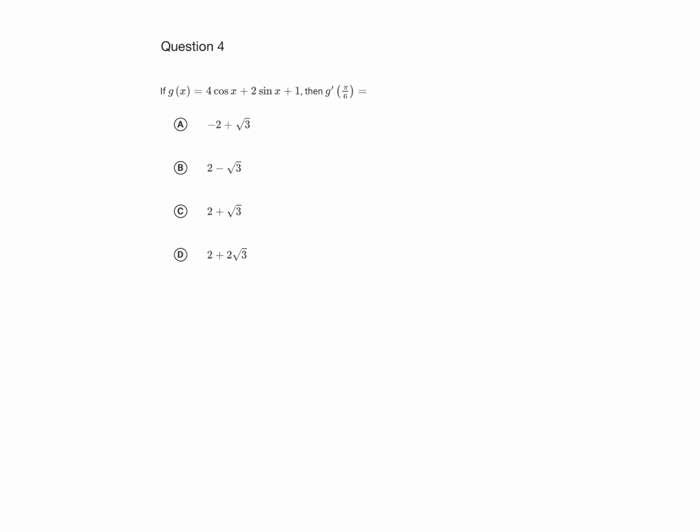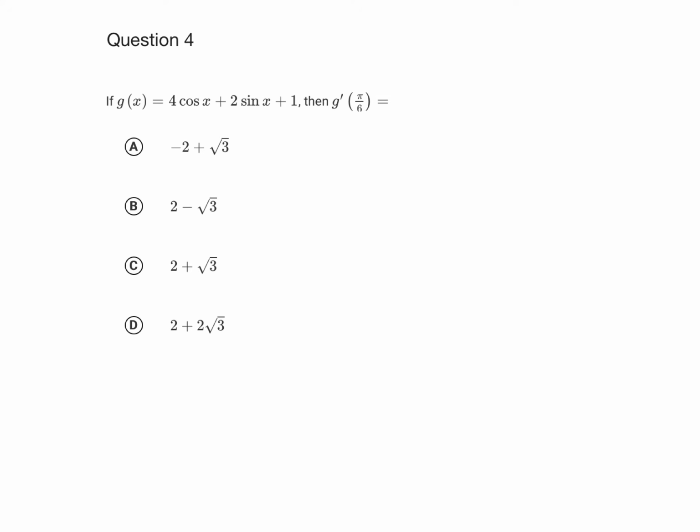Alright, so here they're given trig functions, so we have to remember what the derivative of the different trig functions are. And that's just memorizing. Alright, so first they give us g. G is 4 cosine x plus 2 sine x plus 1. So first we'll find g prime of x, and then we'll plug in pi over 6.